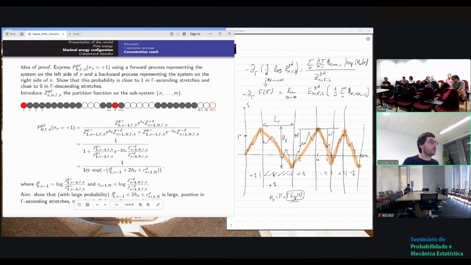So if we introduce the logarithms, little l and little r, we have to understand this. And the aim is to show that with large probability, what's inside the exponential is large, and it's positive in ascending stretches and negative in descending stretches. I'm going to argue why it's large.